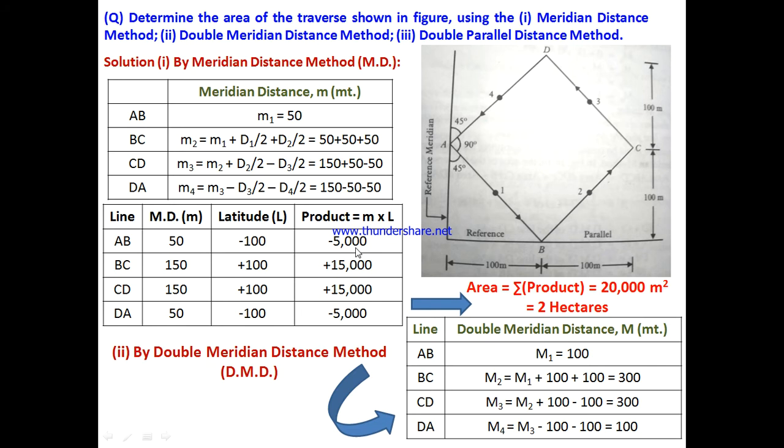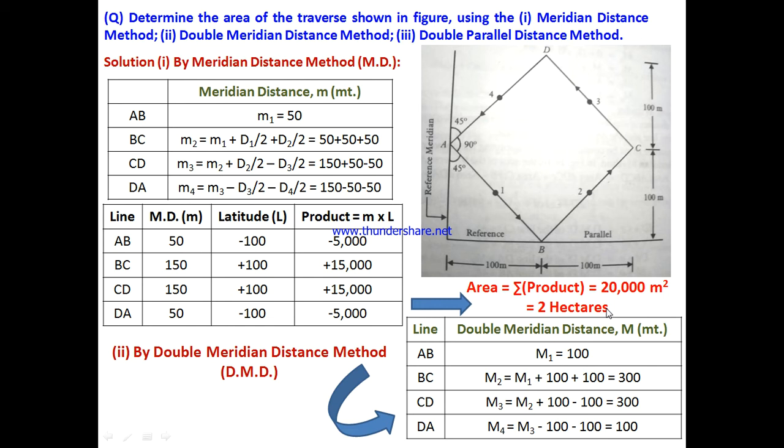So we are getting all these values, and then we will determine the area, which will be equal to the algebraic sum of the product, which will be equal to 20,000. Suppose here we are getting positive values, meaning 30,000 minus 5,000 minus 5,000. Suppose if we get a negative net value of the product, then also we have to ignore that negative sign, because for area the negative value has no relevance. Okay, so in this manner we will calculate the area of this particular traverse, which is equal to 20,000 meter square, or we can say 2 hectares.